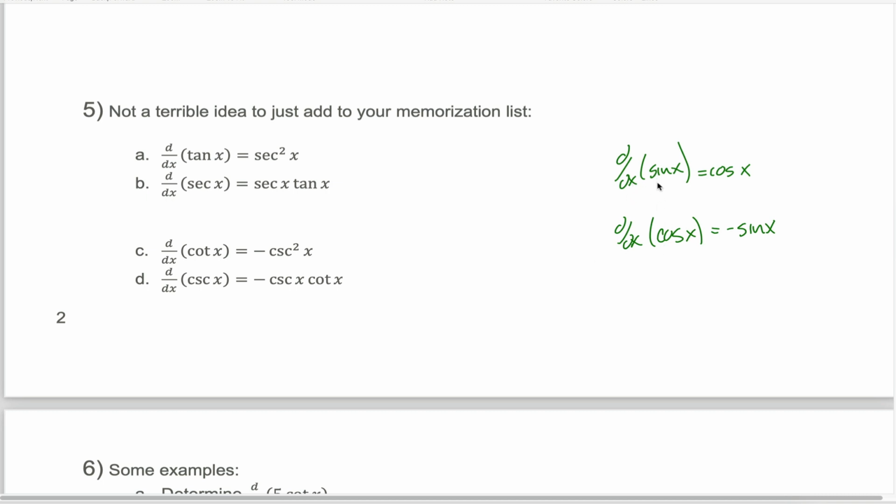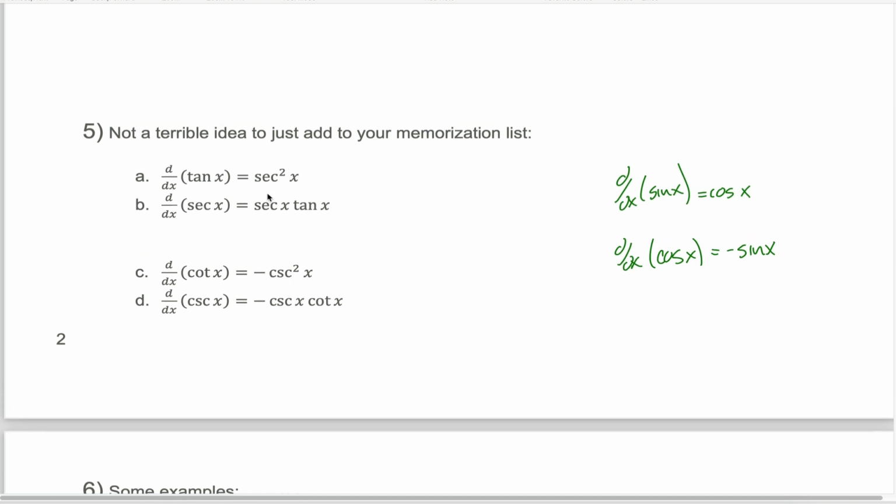So sine and cosine are kind of related. The derivative of sine is cosine, the derivative of cosine is almost sine. You just have to remember to tack on this negative sign here. Well, it turns out that tangent and secant are kind of related as well. The derivative of tangent is secant squared. The derivative of secant involves tangent. It would be nice if the derivative of secant were tangent squared. That would make life a lot easier. It's not quite that, but you can kind of see the different pieces.